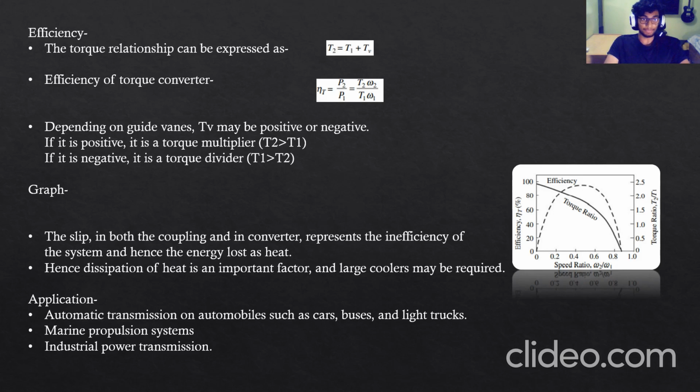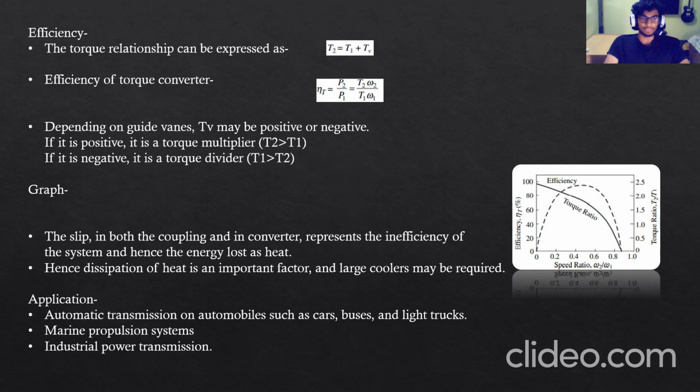And now the slip in both the coupling and in the converter represents the inefficiency of the system, and hence the energy is lost in the form of heat. Hence dissipation of heat is an important factor in these machineries, and large coolers may be required depending on the size of the torque converter.